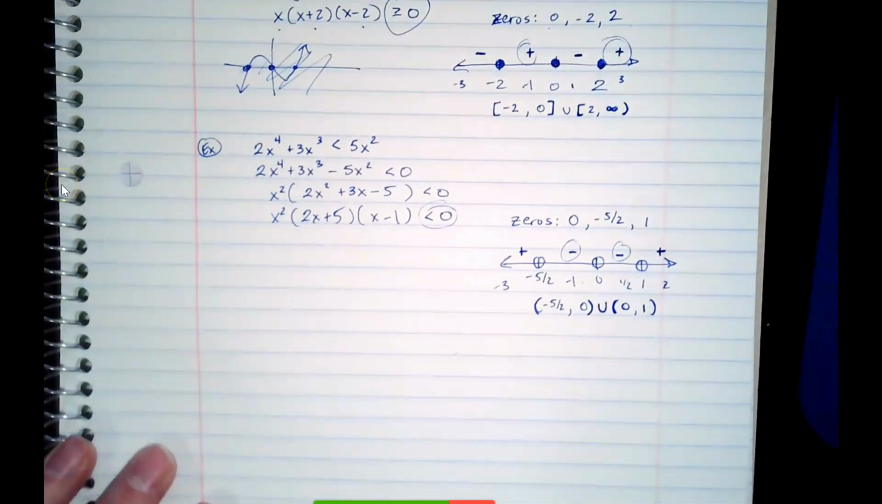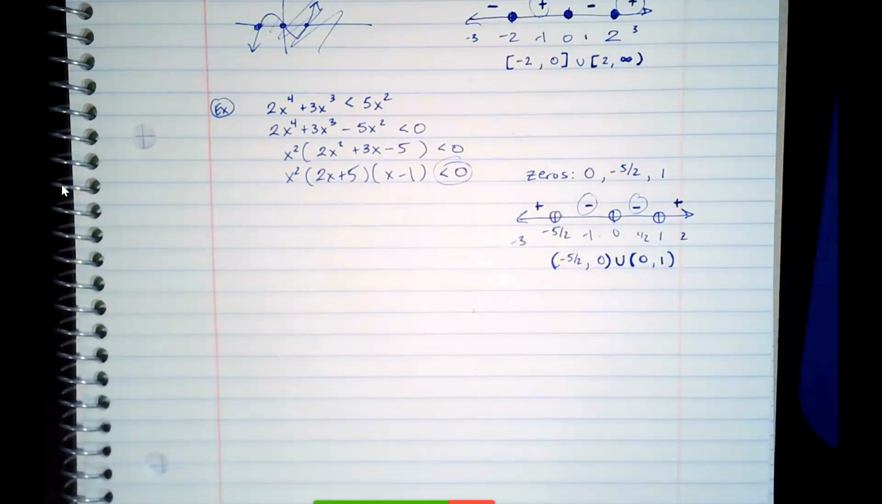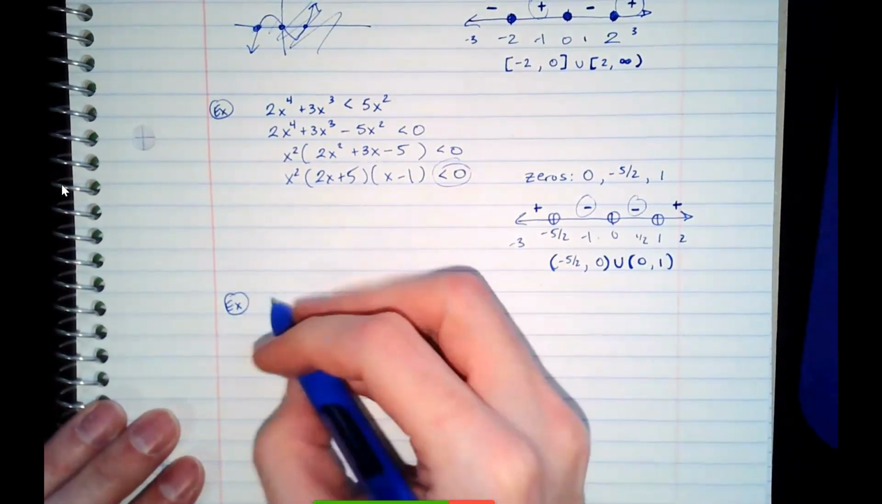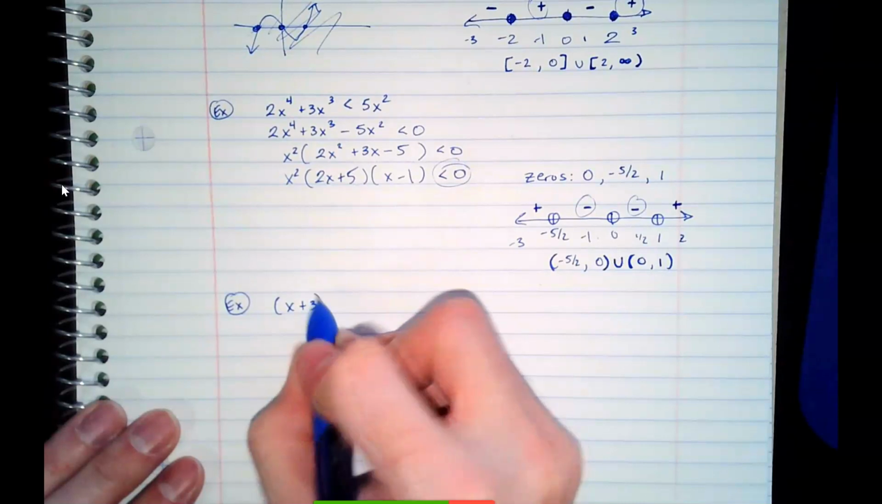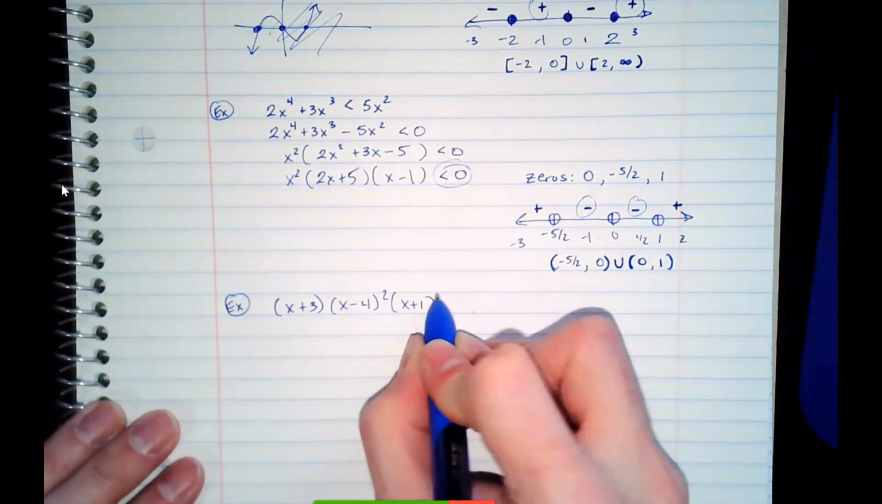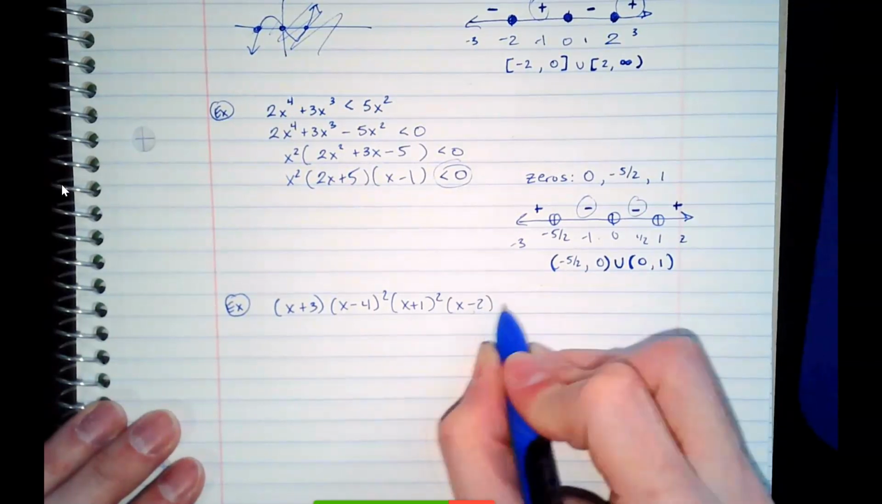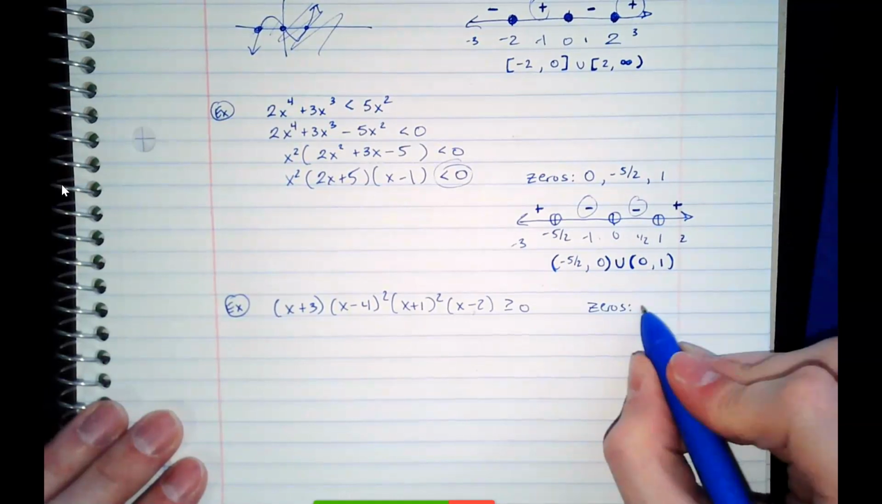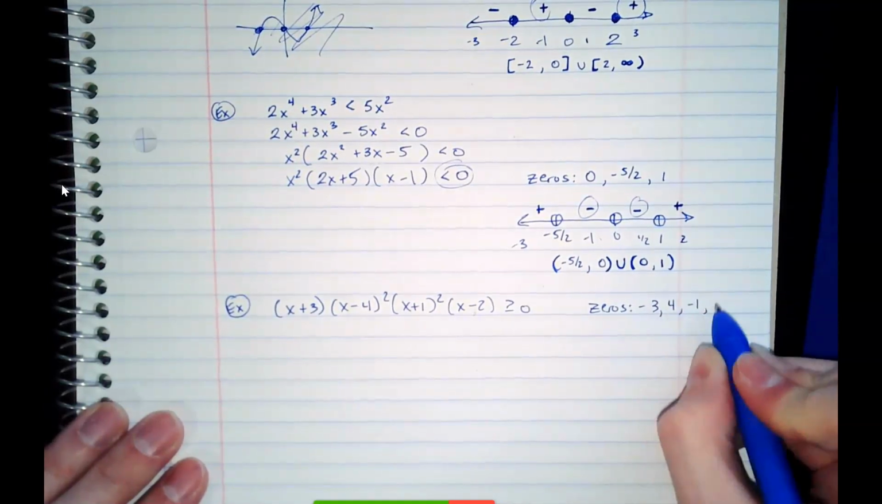All right, one more. Last polynomial example. I'll give it to you already in factored form. x plus 3 times x minus 4 squared times x plus 1 squared times x minus 2 is greater than or equal to 0. So our zeros are negative 3, 4, negative 1, 2.